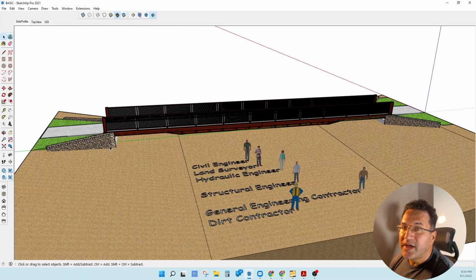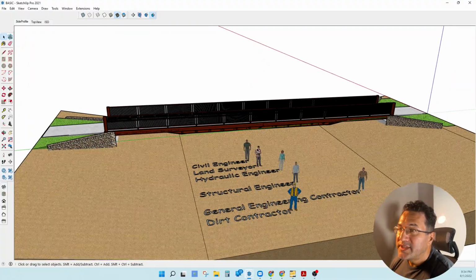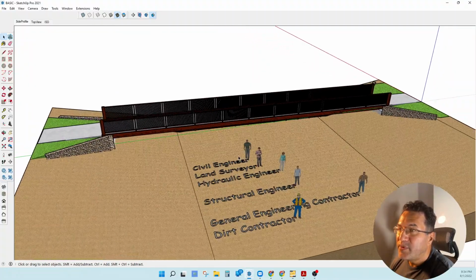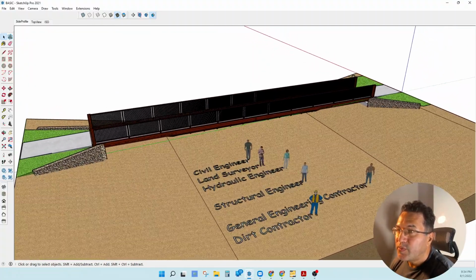They may even give us some recommendations on the type of abutments to build and any other restrictions that we may be faced with that we should consider. So, a civil engineer has a pretty broad subject and scope.